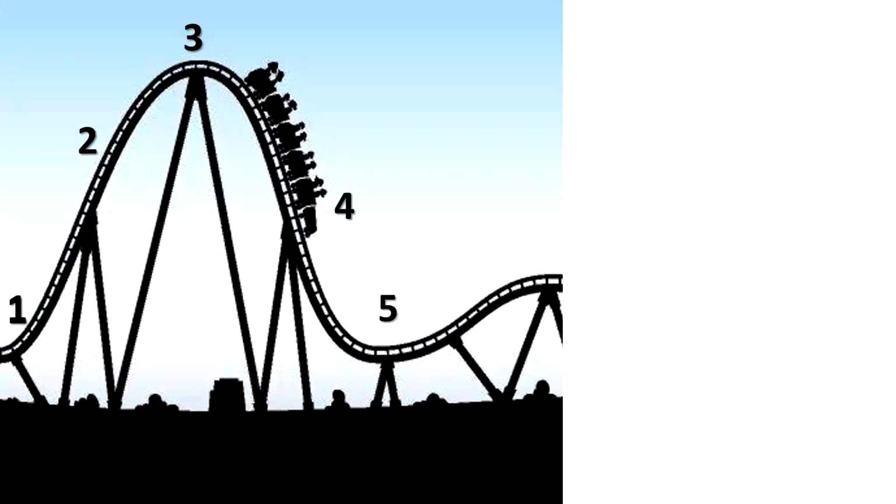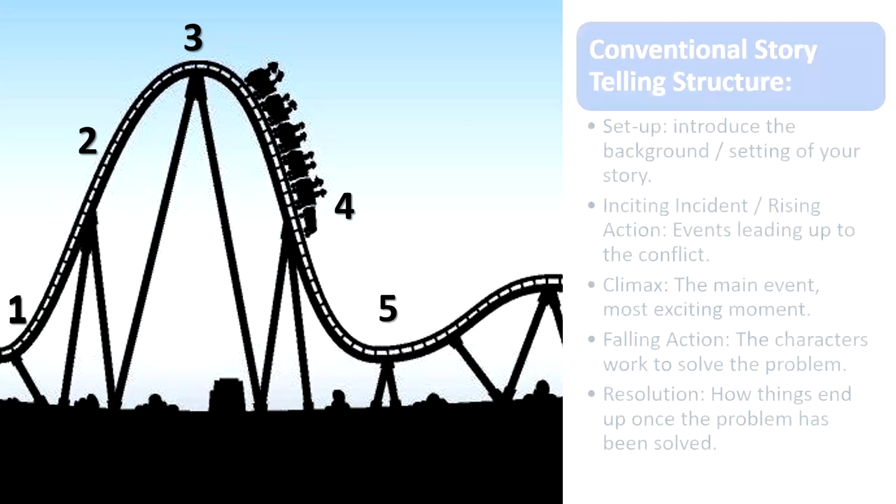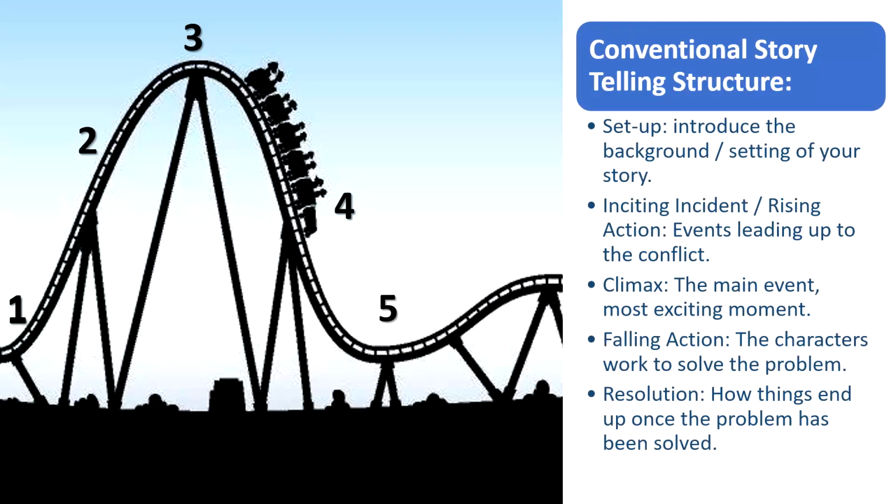So let's start by looking at a roller coaster. And why we're going to look at a roller coaster is because it's an interesting way to think about what a story actually does. So if we think about the conventional storytelling structure, so what most stories try and stick to, we can divide it into the 5 parts of this roller coaster ride. Part number 1 we could call our setup.